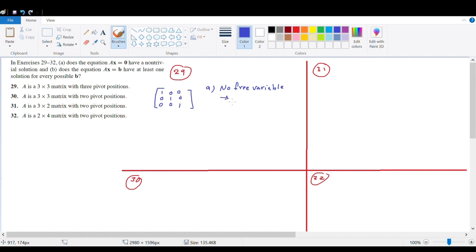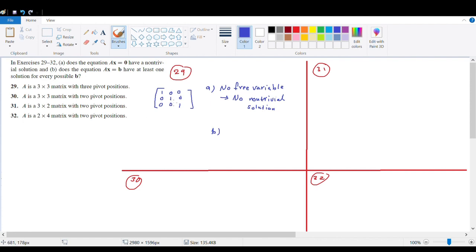That means there is no non-trivial solution, because we said that the matrix has a non-trivial solution if it has a free variable. Now part B: does the equation Ax = b have at least one solution for every possible b?